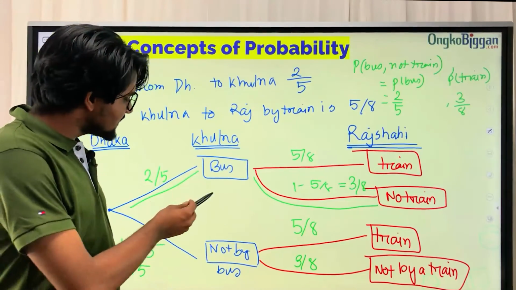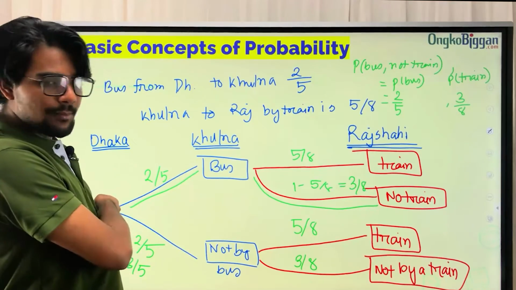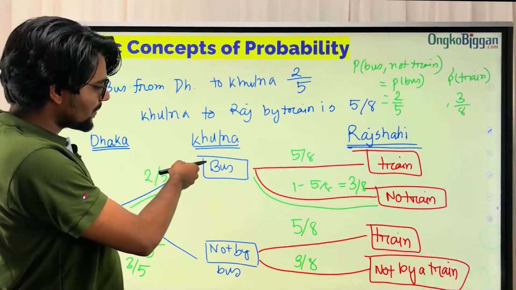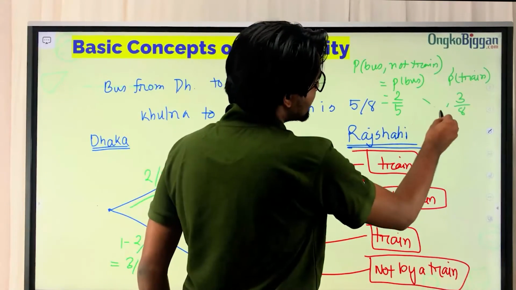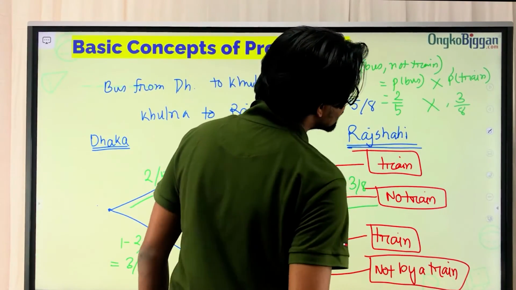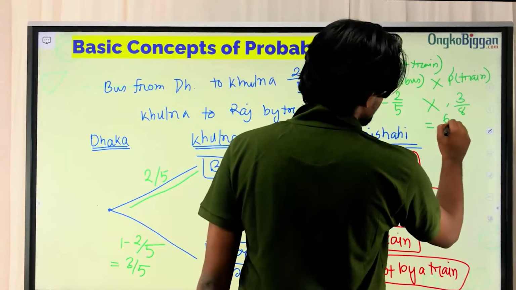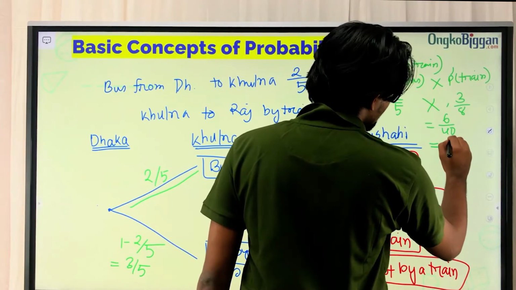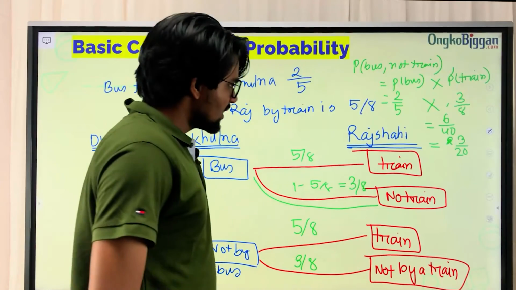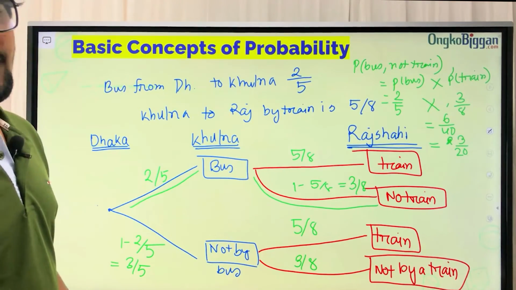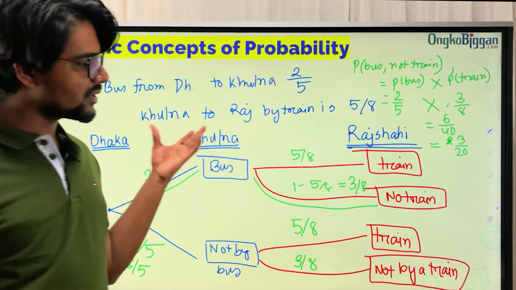Now we see that they are part of the same branch. That is, it originates from the point, Dhaka, then moves to bus, and then it moves to not train. Okay, so it will be a multiplication sign. So 2 by 5 into 3 by 8 becomes 6 by 40, that means 3 by 20. So the probability of him going to Khulna by bus and Rajshahi not by train is actually 3 by 20, a very small chance.